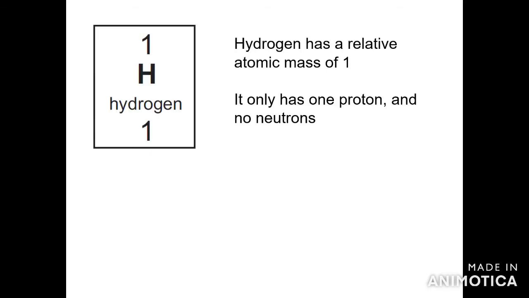Here's a symbol for hydrogen from your periodic table. Hydrogen is like our small marbles. It's the smallest, the lightest element. It has a relative atomic mass of 1. That's the top number. It has only got 1 proton, but no neutrons. It's the smallest element, the smallest atom, and it's a bit like our small marbles in our model.